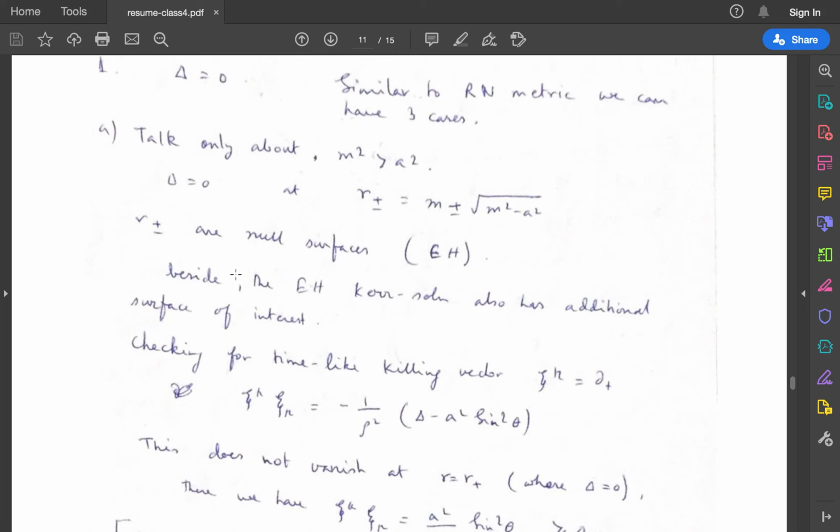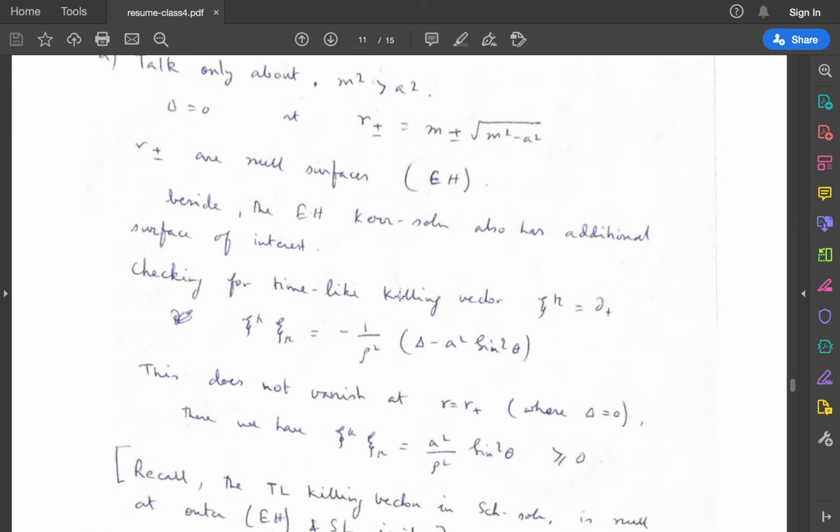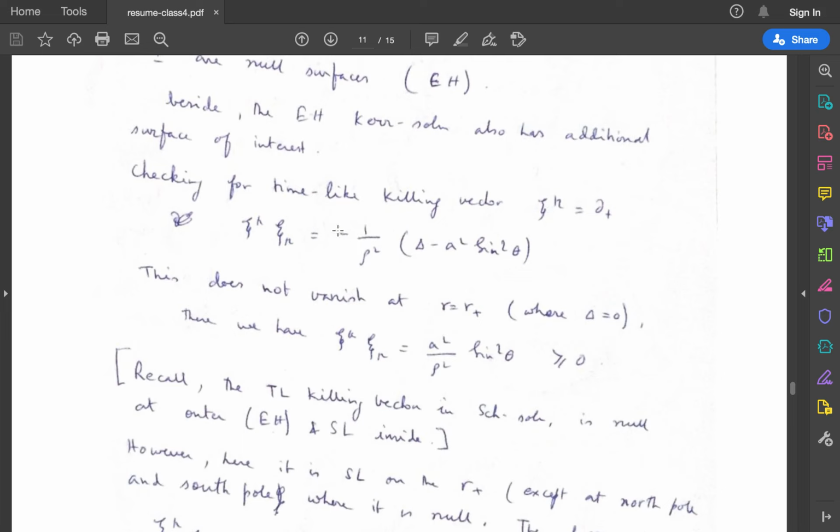Besides this curvature singularity, the event horizon is an interesting one. Event horizons are always interesting because they are where the radial and temporal parts of the metric change sign. Remember, this is an interesting surface. Apart from this, there are many additional surfaces of interest, so let us check that. What we can do is check the timelike Killing vector and see what interesting surfaces we get.